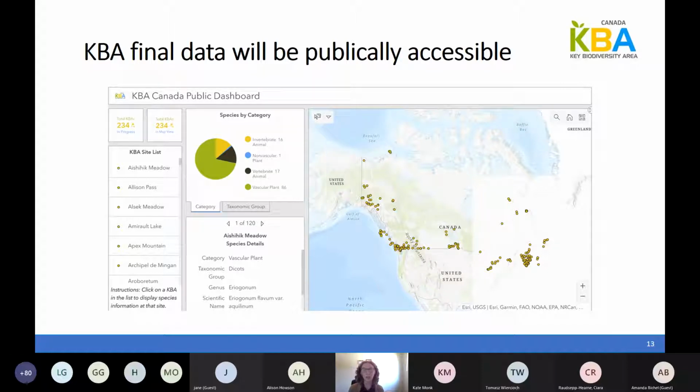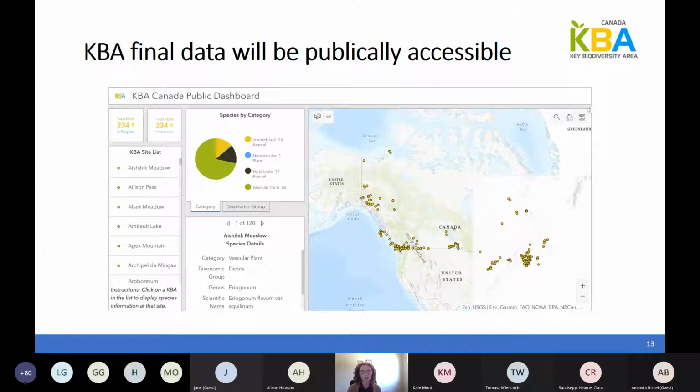And KBA final data will be publicly accessible. Right now, we have placeholders that are available on the KBA Canada public dashboard. So right now it's just a center point for each KBA and some taxa information on what triggered it. Eventually, as Amanda mentioned, this will be transferred to a public registry that will be co-managed by Birds Canada and WCS Canada. And all of our KBAs will also be available on the KBA Canada website. And global KBAs will be available on the global KBA website.